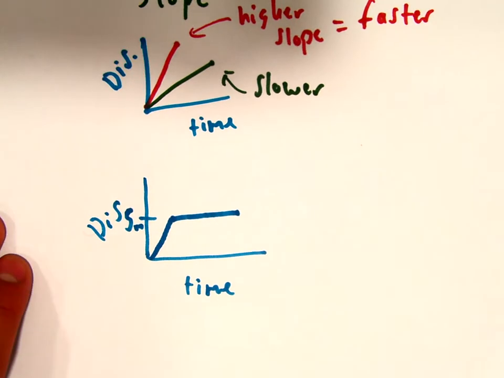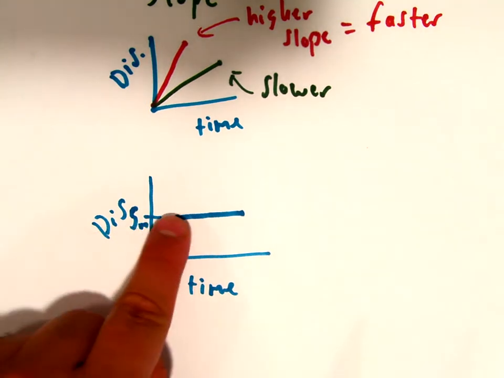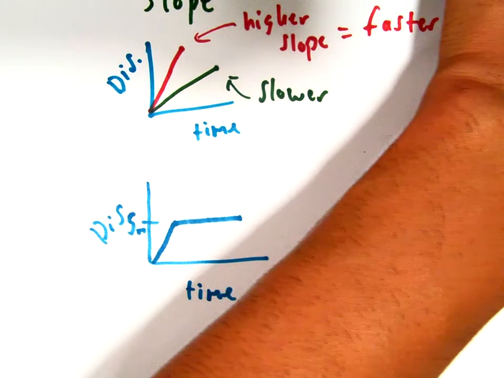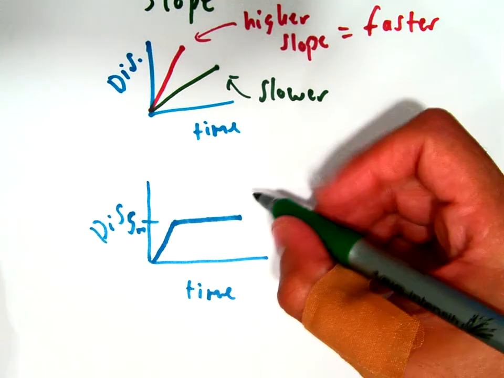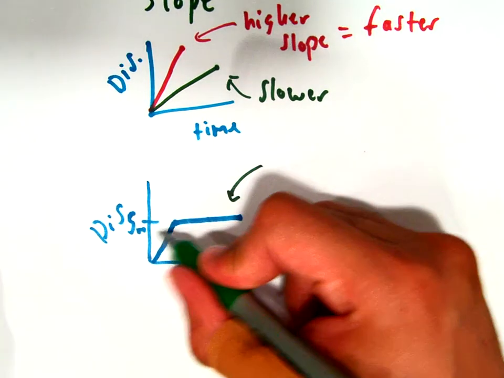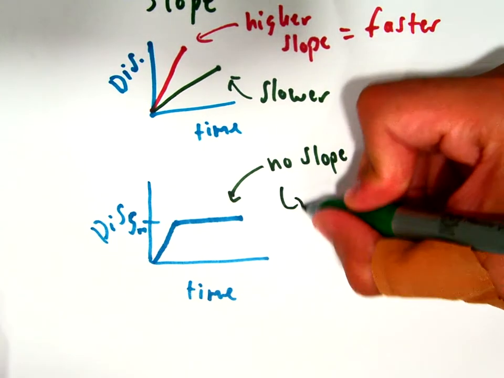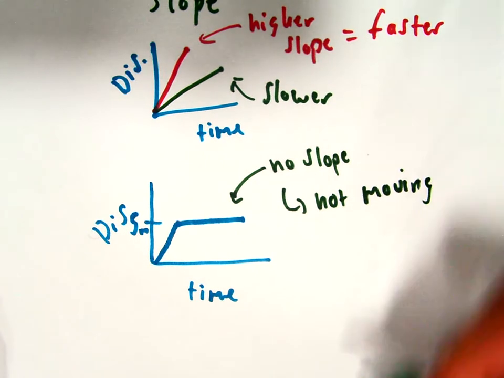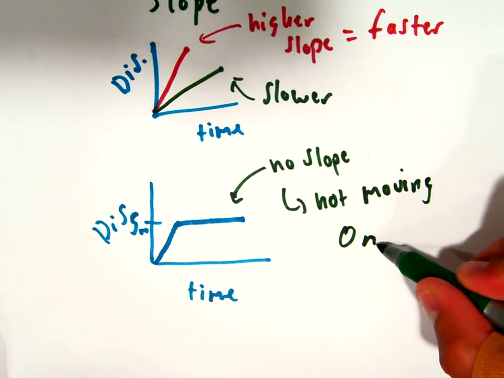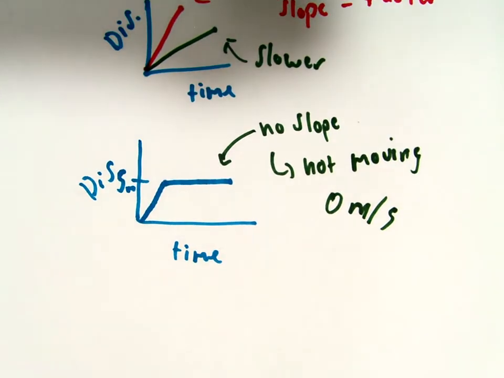So what does a straight line mean? All that means is that individual stayed at 5 meters. So in other words, if you're staying in the same spot, then you are not moving. Okay, so a straight line like that with no slope, no slope just means we are not moving. In other words, my speed or my velocity is 0 meters per second. Okay? That's all that means.